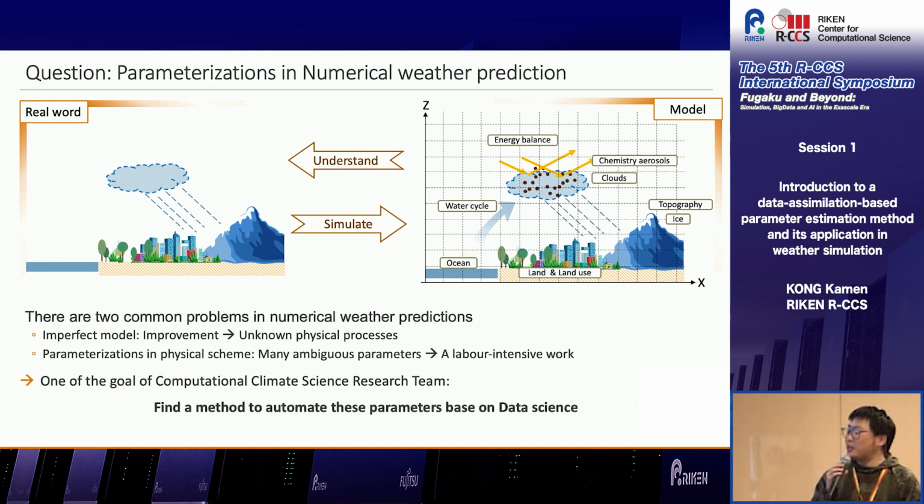However, these kinds of models have two common problems that should be solved. One is their imperfection, and the other one is the large number of parameterizations in their physical schemes. So in our team, one of our goals is to find a method to estimate these kinds of parameters automatically based on data science.